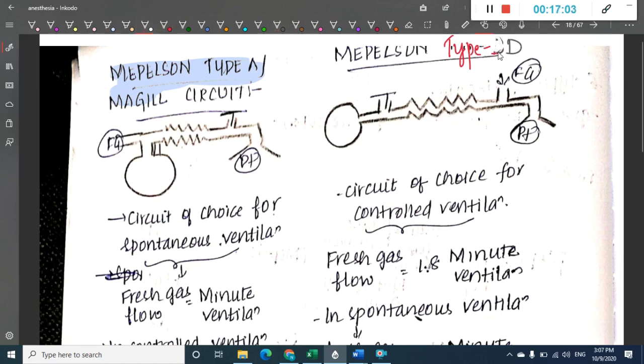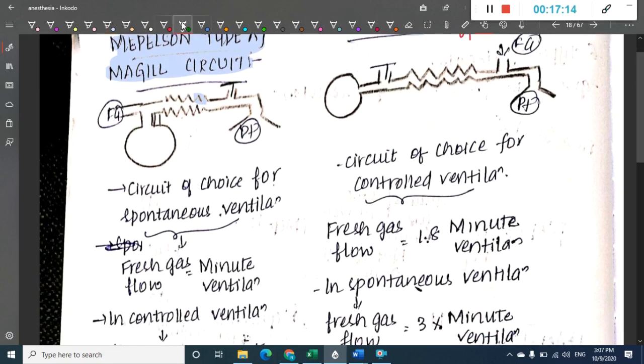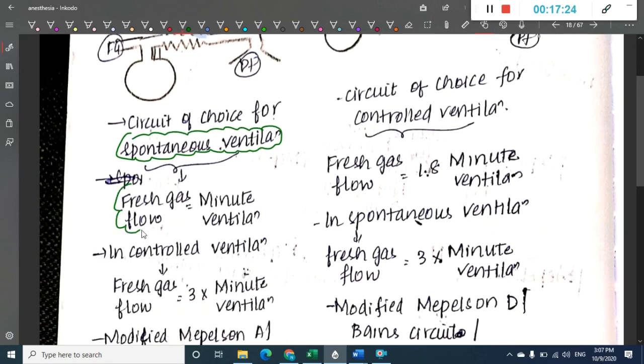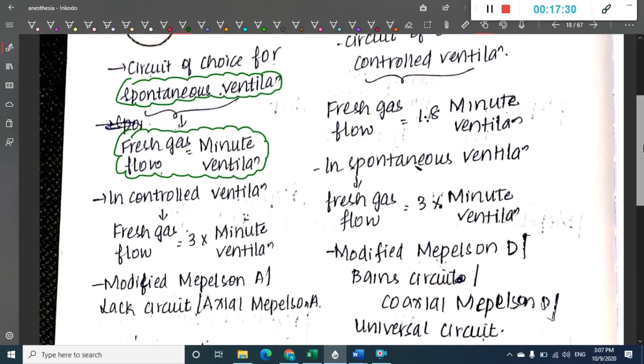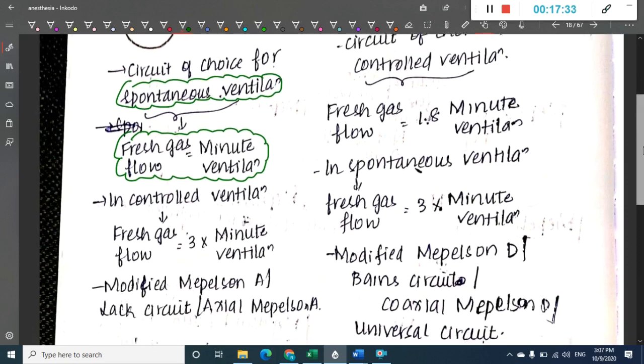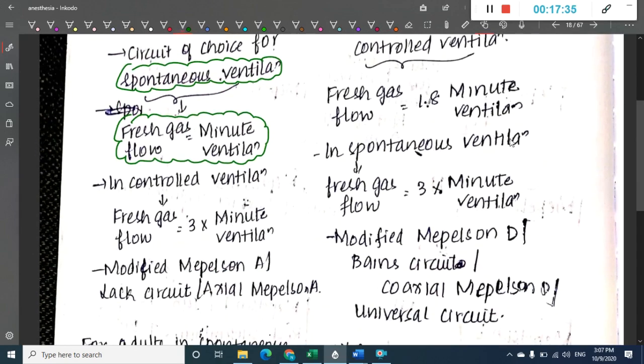Mapleson type A is also called Magill's circuit. Now Mapleson type A is the circuit of choice for spontaneous ventilation. Here, for spontaneous ventilation in Mapleson type A, the fresh gas flow is equal to the minute ventilation, and as a result it is the circuit of choice for spontaneous ventilation.